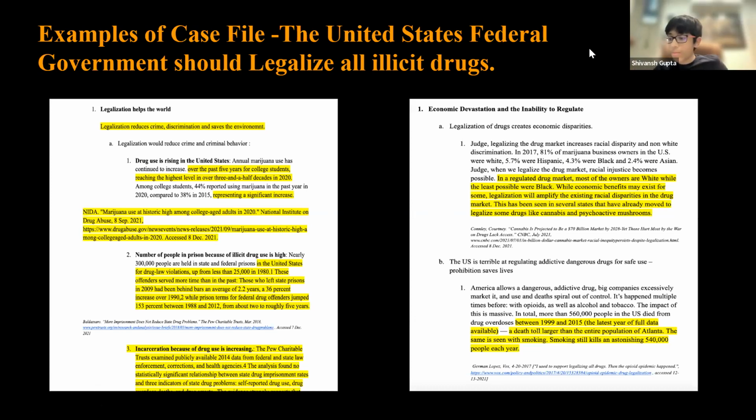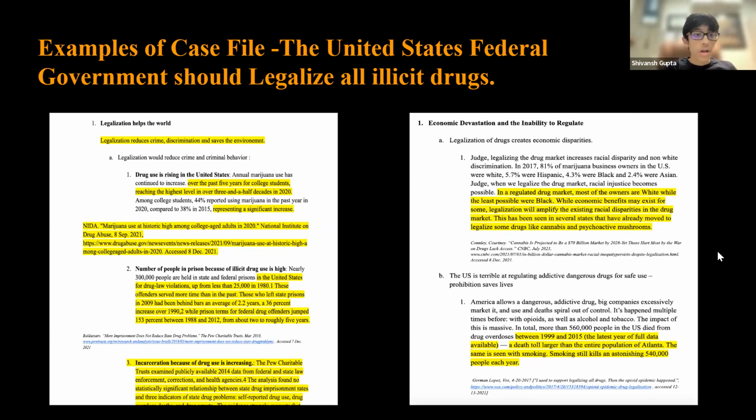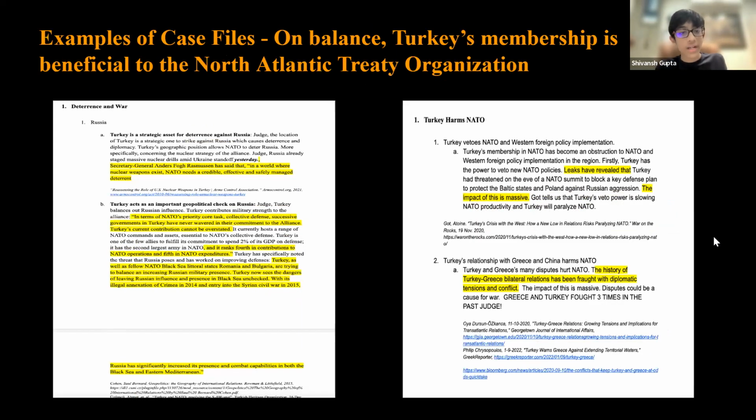Thank you, ma'am. As you can see on the slides, these are two of the case files that I've made. This is for one of the resolutions from before. The topic in that debate was: the United States federal government should legalize all illicit drugs, essentially all drugs that are currently illegal in the United States. And the second one was: Turkey's membership is beneficial to NATO, the North Atlantic Treaty Organization, which is another organization just like the United Nations.